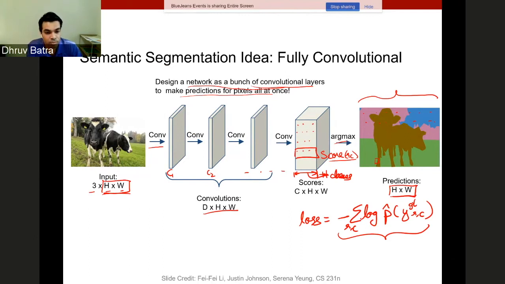Anybody see any problems with this approach? What sort of problems might we run into if we do this? Any guesses?